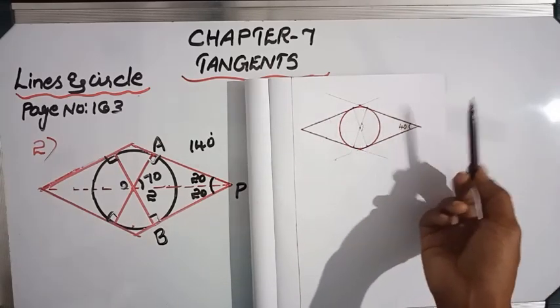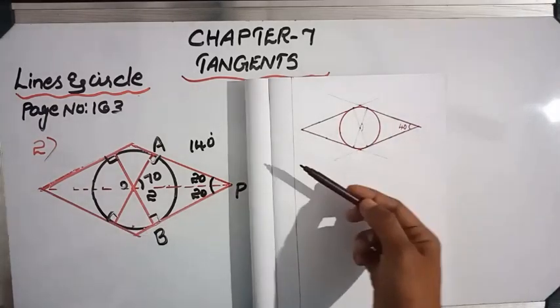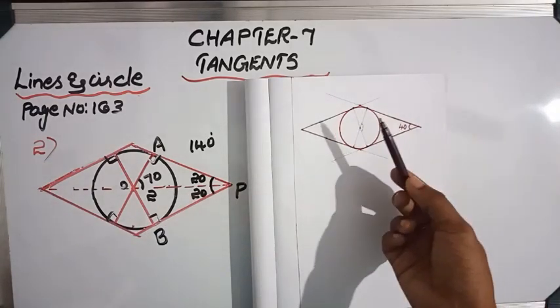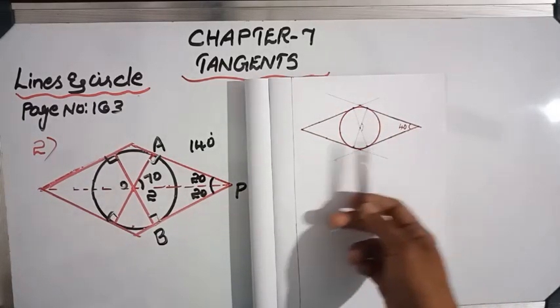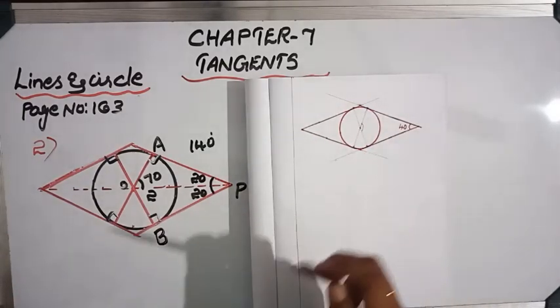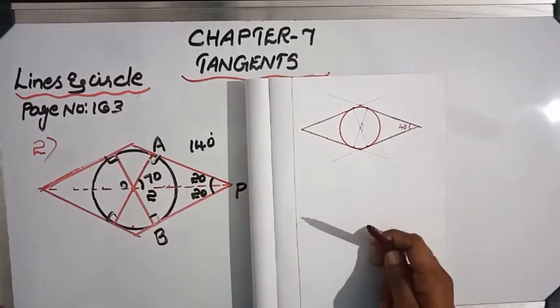One more method is there, but compared to that, this one is better. That's why I use this. For the next method, you have to use the compass, and some more steps are there. So this one is better. So this is the answer for the second one.